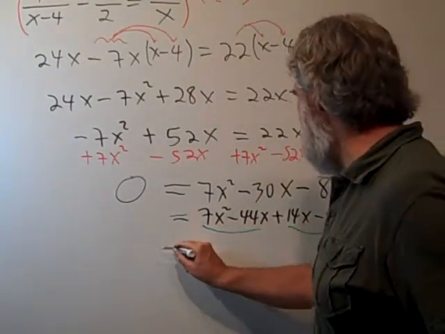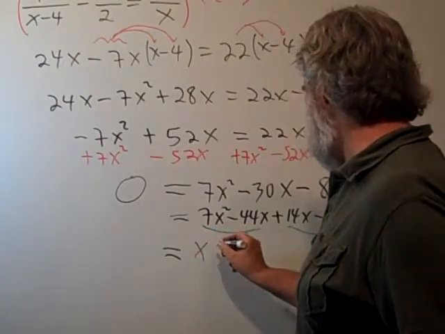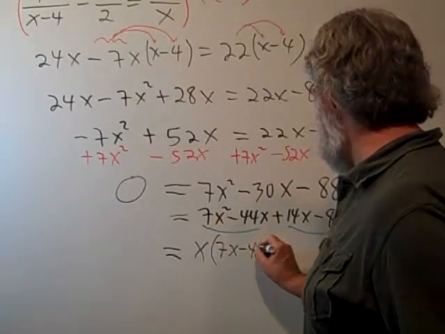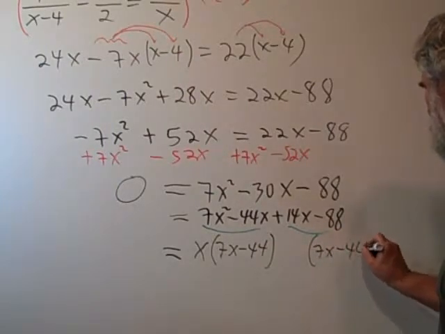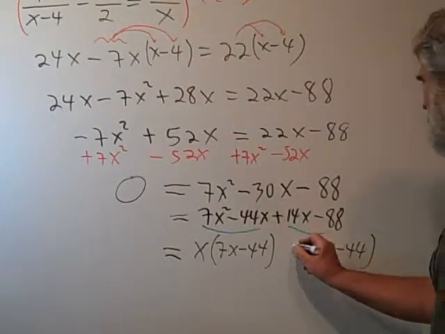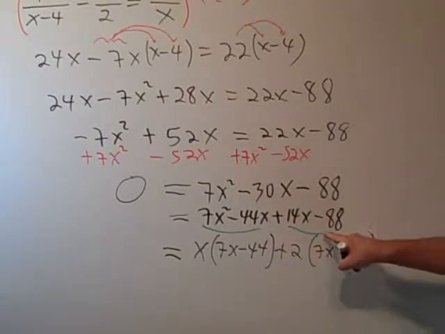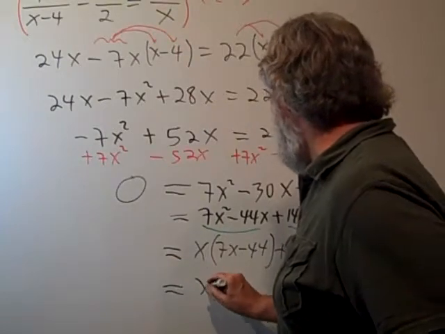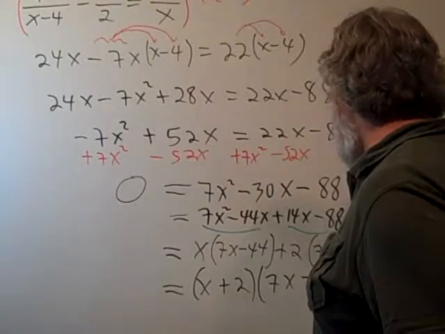So we can factor out x out of the first two terms, and that's 7x minus 44. Then you know it's got to be a 7x minus 44 over here also. So we had to factor out a plus 2. 2 times 7x is 14x, and 2 times negative 44 is negative 88. Now we can factor out this greatest common factor of 7x minus 44, and we have x plus 2 times 7x minus 44.